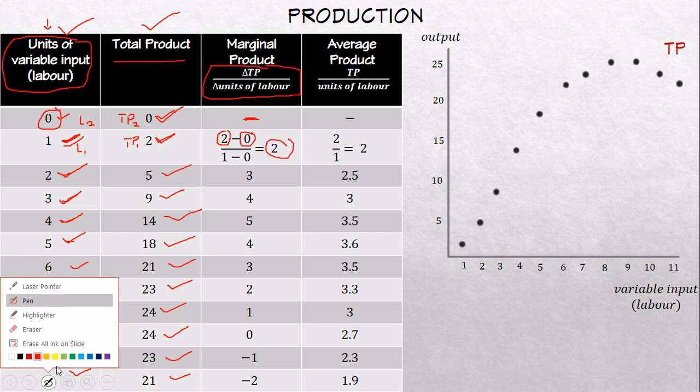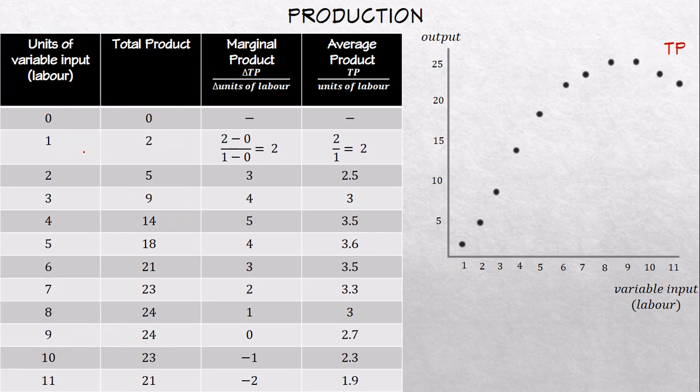Now when the labor moves from 1 to 2, okay, so the labor has now moved from 1 to 2. So now this is now going to be maybe my L1. Let me call this maybe my L2. Let me call this maybe my TP1.